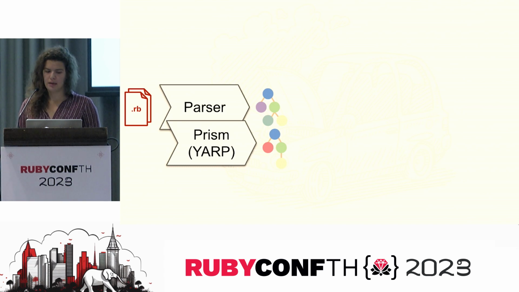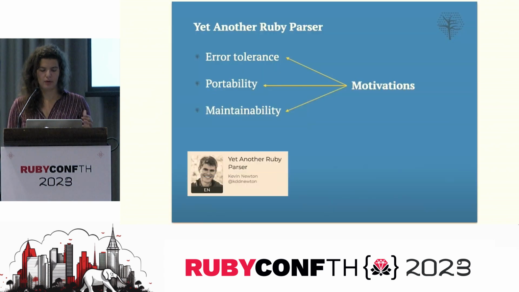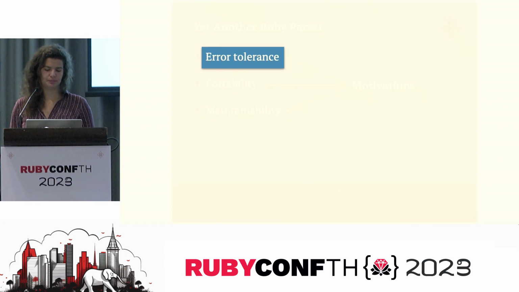And like I said, Kevin Newton has given a really great talk about this at RubyConfTH that I would highly recommend. And this is one slide from his talk. At the time, it was called YARP, Yet Another Ruby Parser. And he was talking about the 3 motivations behind YARP, why we wanted to build YARP. And I'm not going to go too deep into that, but I just wanted to talk about the first one because I think it's one that we'll really see applicable in our day-to-day when we use YARP.